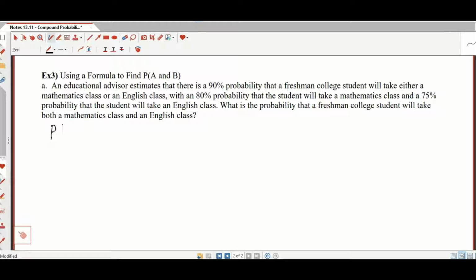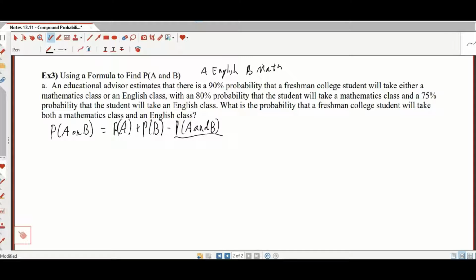The probability of A or B, where A is the event of English and B is the event of math, is equal to the probability of A plus the probability of B minus the probability of A and B. Now, it turns out this is the one we don't know this time, so let's see what we've got.